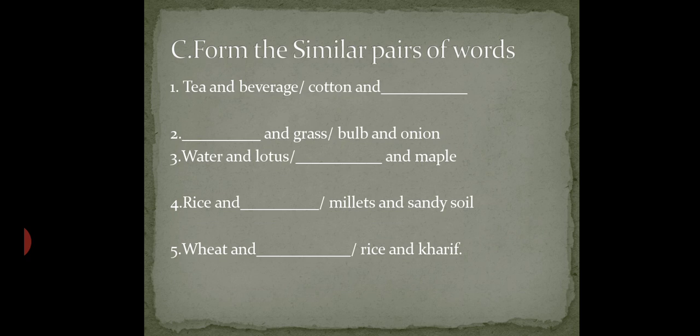Fifth one: wheat and dash, rice and kharif. So wheat and dash is a rabi crop. Rice and kharif is a kharif crop.